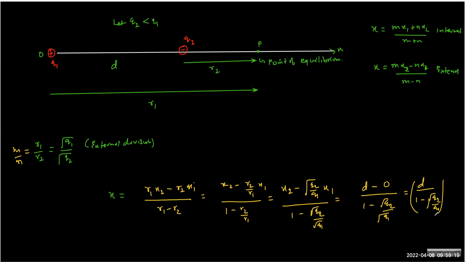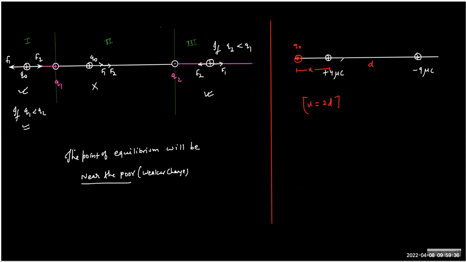And you can see that if q1 is less than q2, the sign will change. It means it will be on the left side instead of the right side. Understood? Yes, sir. We can also apply the internal division formula here, and let's do it by the internal division. Okay, this is the external division. You can just denote it the way you want.